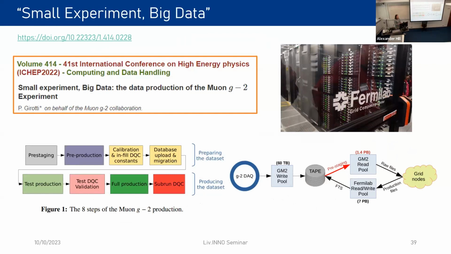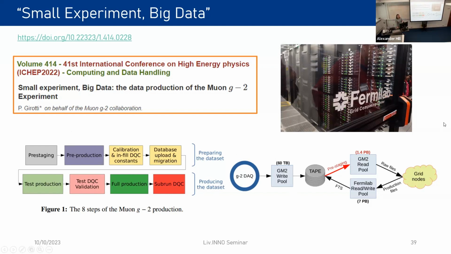How do we analyse these? I wanted to share with you this paper by a colleague of mine, Paolo, from a conference where he talks about a small experiment, big data. 180 collaborators in a particle physics experiment is actually quite small compared to LHCb or other LHC experiments, which might have many thousands of people. But that doesn't mean that our data volumes are very small. So he called it small experiment, big data.